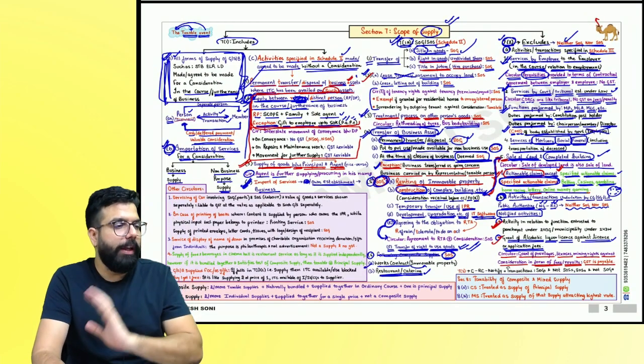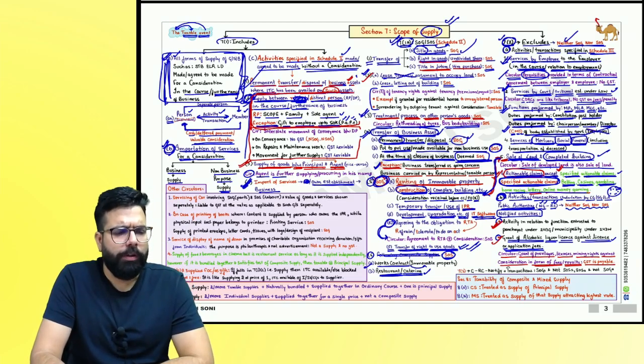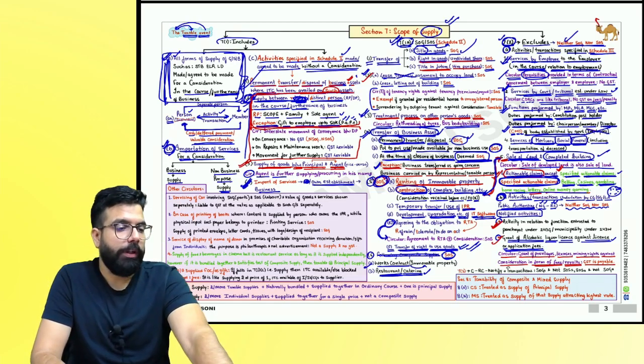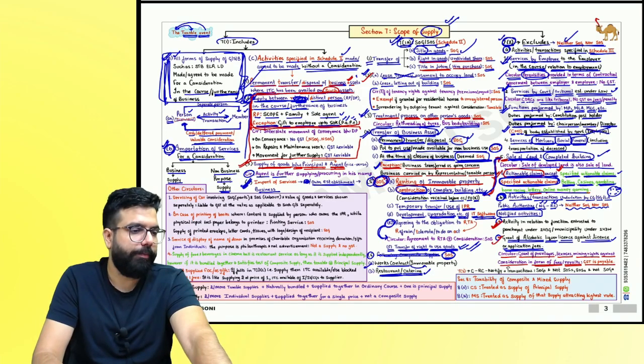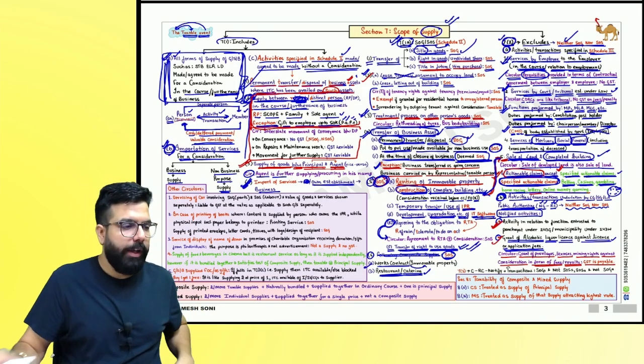Chalo, I'll do one thing. I'll give you 2 minutes break so that you can talk to each other and then we'll continue. 3 minutes. Okay, everyone, done. People watching at home, 3 minutes break. Chalo, let's continue. Everyone over here now.